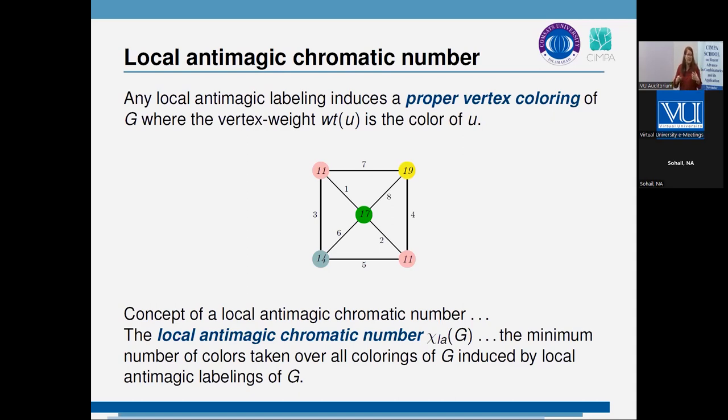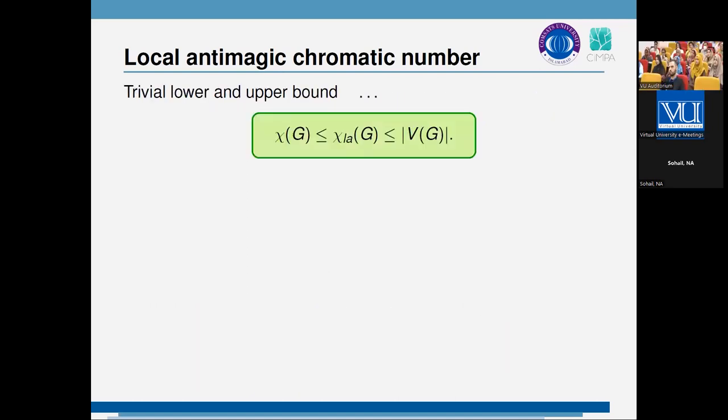So now we will discuss some bounds of this parameter. Let's start with some trivial bounds. As every graph except K2 is local antimagic, this parameter is well defined, because for any graph except K2 we can find such a local antimagic labeling. So let's think about the upper bound. The trivial upper bound is the number of vertices, where every vertex gets its own color. We know that such a labeling exists, so we have a trivial upper bound.